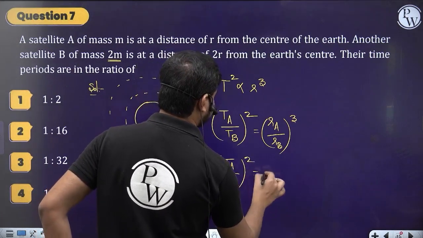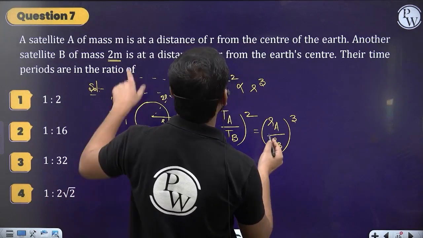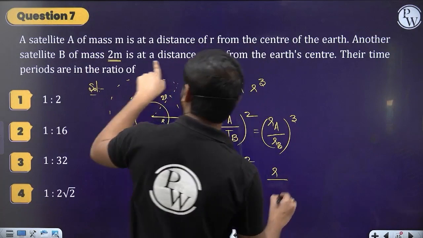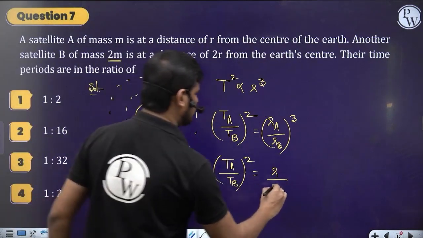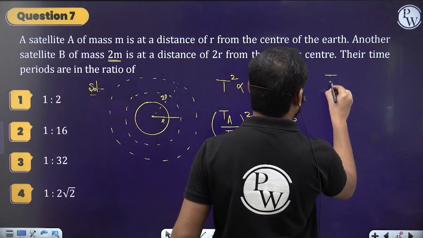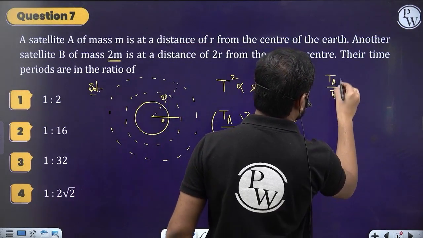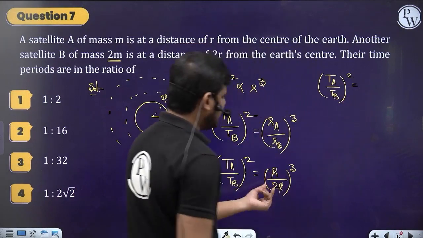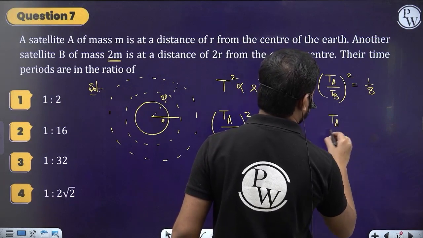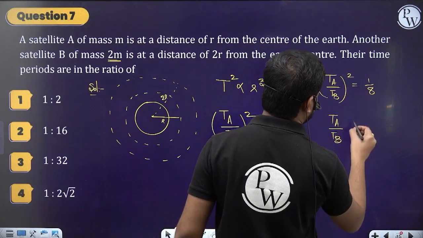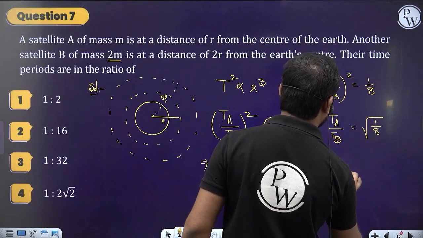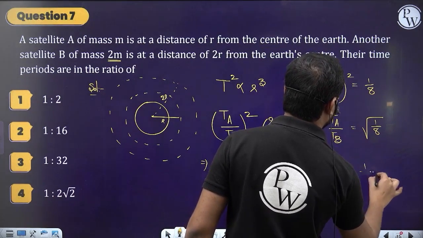Okay, fine. So then I can write this as, what is RA? The first one has radius r, of mass m, and the second one has radius 2r, whole cube. Done. So here r gets cancelled. So TA by TB whole square is equal to 1 by 2 whole cube, which is nothing but 1 by 8. So TA by TB is equal to, sending this square to that side, root over 1 by 8.